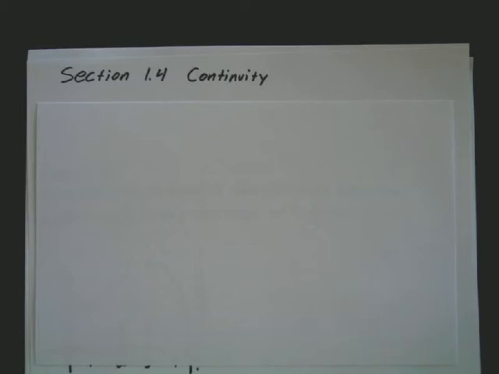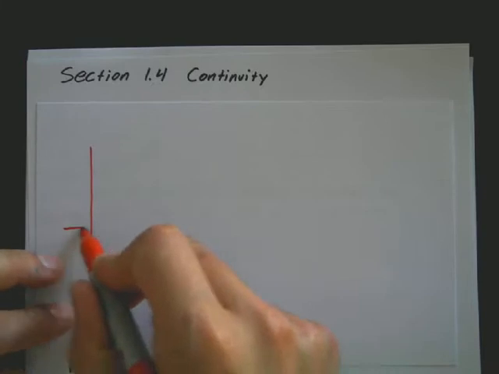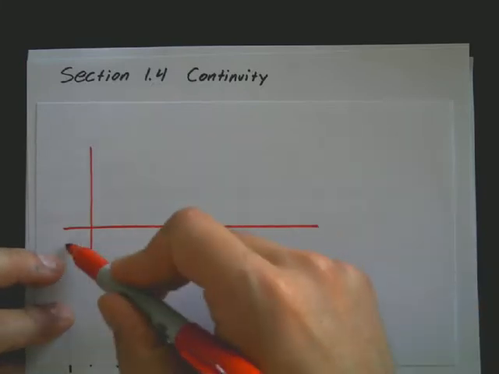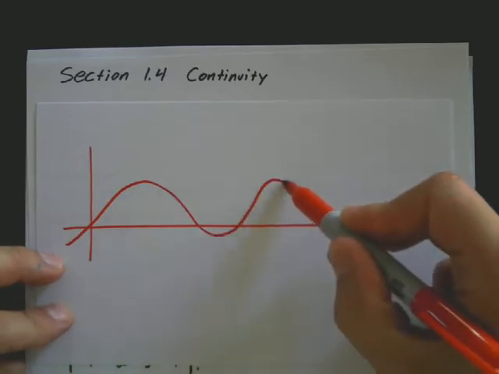Alright, this is section 1.4, continuity, and this section will be discussing what a continuous function is and how to go about evaluating or checking for continuity. Now, the easiest explanation I can give you guys as to what a continuous function is, one I was given when I was a student, is if you can draw your function or your graph without lifting up your pencil or your pen or your marker. That's going to be a continuous function.